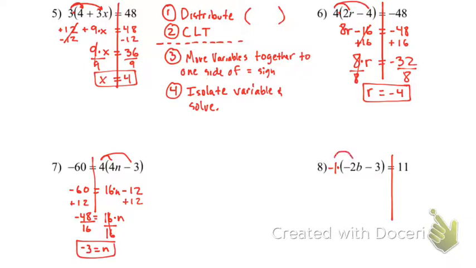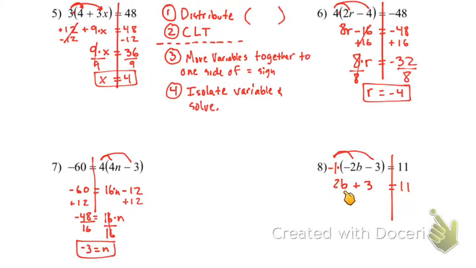So we're really going to multiply negative 1 times negative 2. That's positive 2b. Negative 1 times negative 3. That's positive 3. Equal to 11. There's no CLT here. There's no distribute or CLT here.